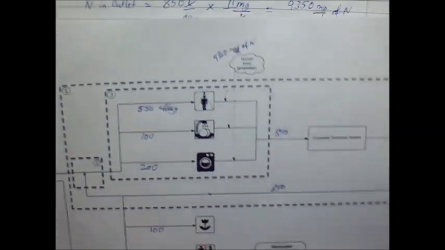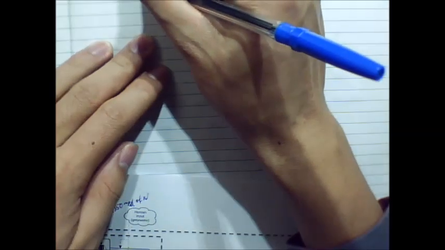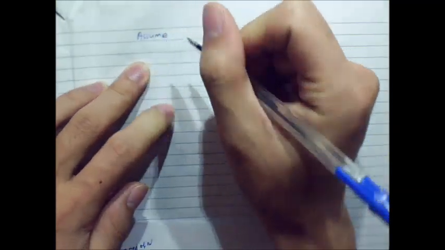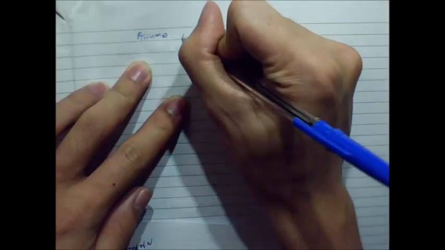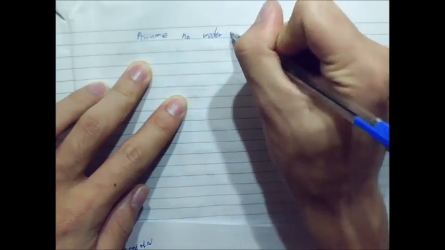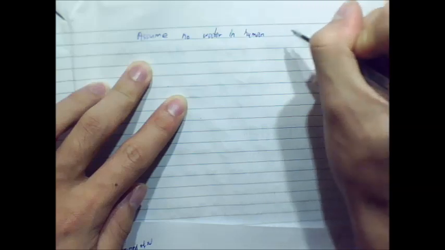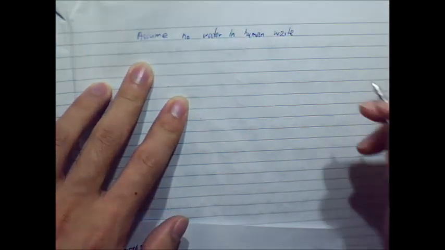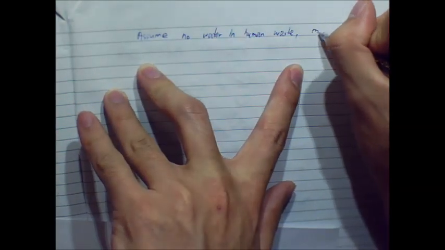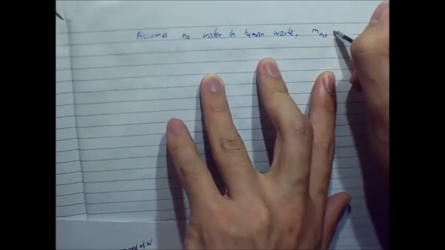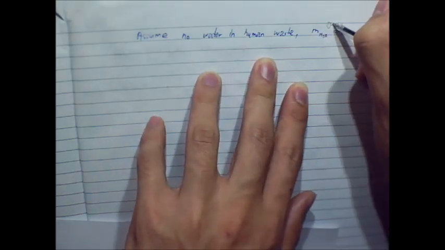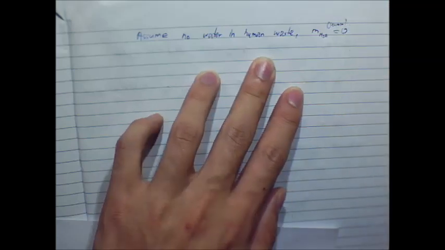So the first thing we do for this question is, new page. Okay, so I would assume there is no water in the human waste. What does that imply if I wrote it out? Well, that implies that the mass flow rate of H2O, which is water, is going to be 0 for the human stream. That's the human stream.